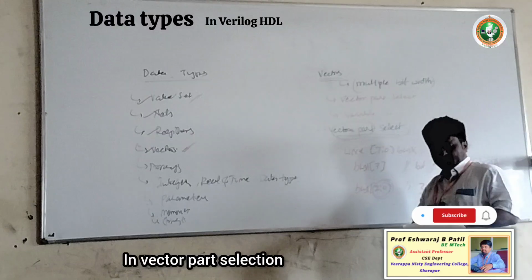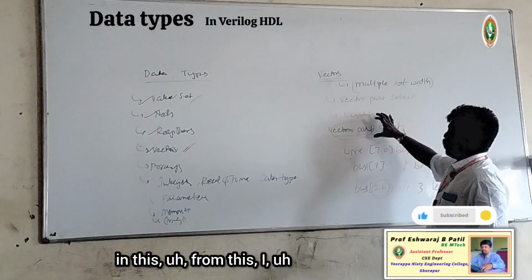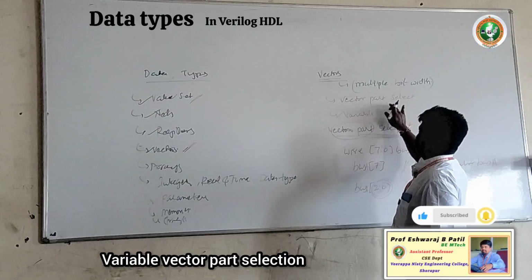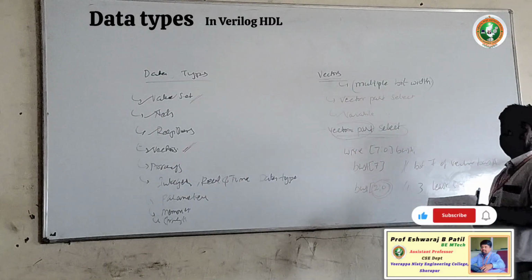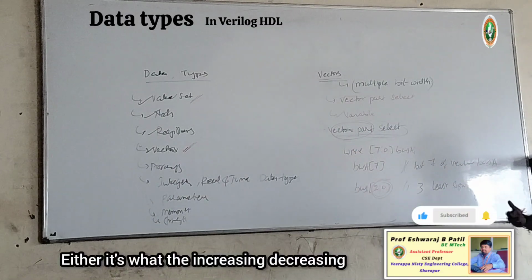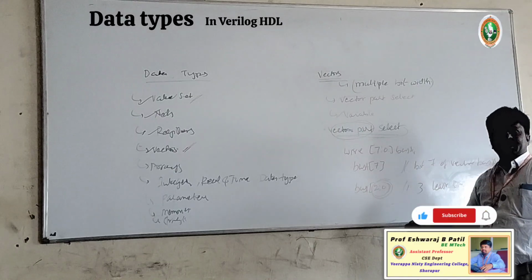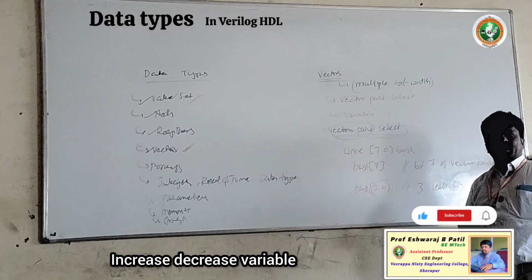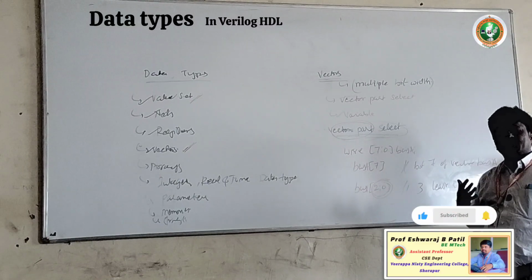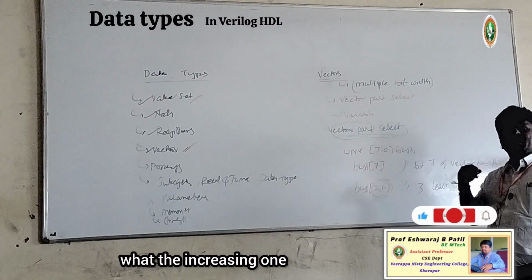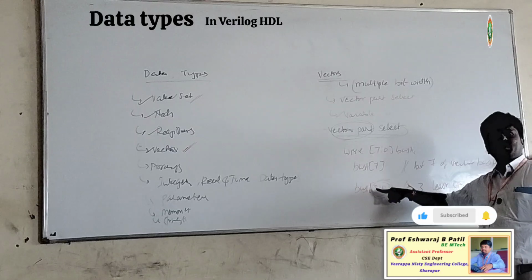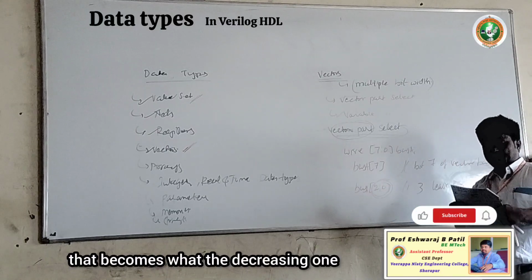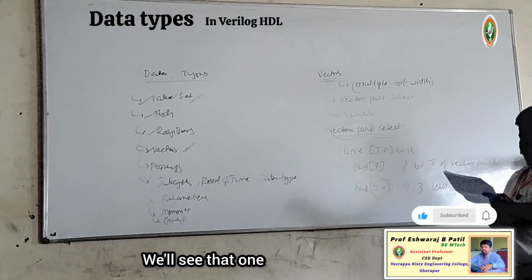In this, there is one more thing, a variable vector part selection. It can be increasing or decreasing. If I use +1, that will be the increasing one. If I use -1, that will become the decreasing one. We'll see that one.